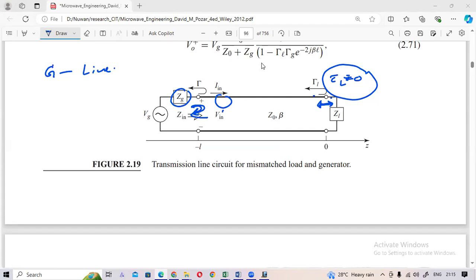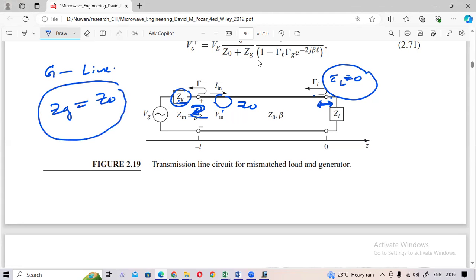Now they are going to match the generator to the line. The generator impedance is ZG, the line impedance is Z naught. Yes, they are going to match ZG to Z naught. Then what happened? This tau S will be 0. But there is still reflection here, no? Because the line is not matched to the load. So there is still reflection.